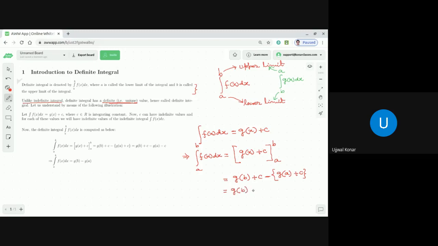So that is g(b) plus c minus g(a) minus c. So you see plus c and minus c got cancelled. So we get g(b) minus g(a). And you see, for specific values of b and a, g(b) and g(a) are specific, meaning fixed, meaning unique. So obviously g(b) minus g(a) will also be unique.